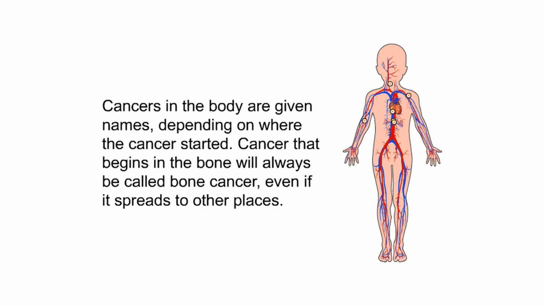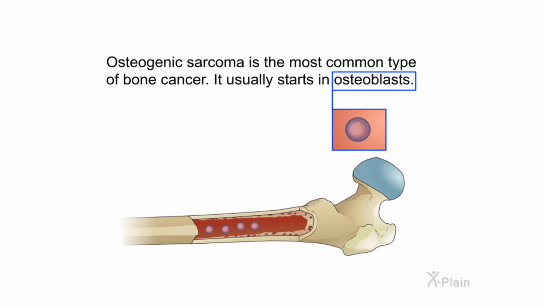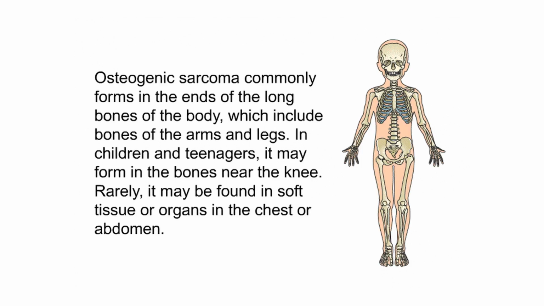Cancers in the body are given names, depending on where the cancer started. Cancer that begins in the bone will always be called bone cancer, even if it spreads to other places. Osteogenic sarcoma is the most common type of bone cancer. It usually starts in osteoblasts. Osteogenic sarcoma commonly forms in the ends of the long bones of the body, which include bones of the arms and legs. In children and teenagers, it may form in the bones near the knee. Rarely, it may be found in soft tissue or organs in the chest or abdomen.